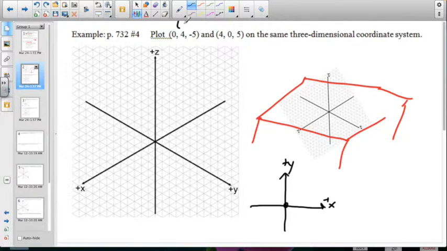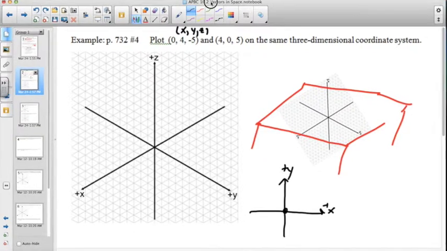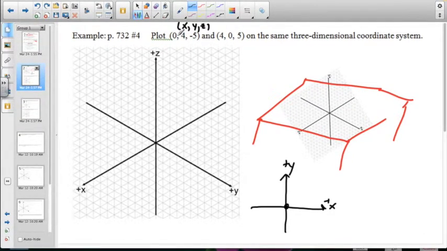So when we talk about these coordinates x, y, z, we're talking about 0 in the x direction, 4 in the y direction, and -5 in the z direction, which would be down. So 0 and then 4, 1, 2, 3, 4, and then down 5 boxes, 1, 2, 3, 4, 5. So there is that first point.